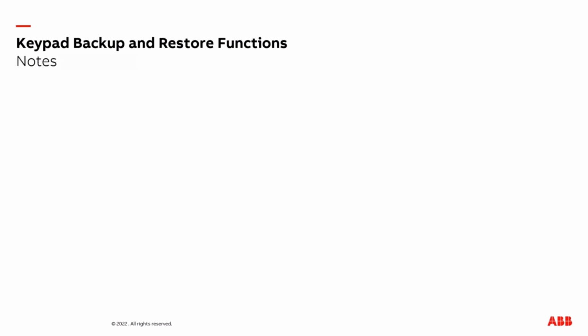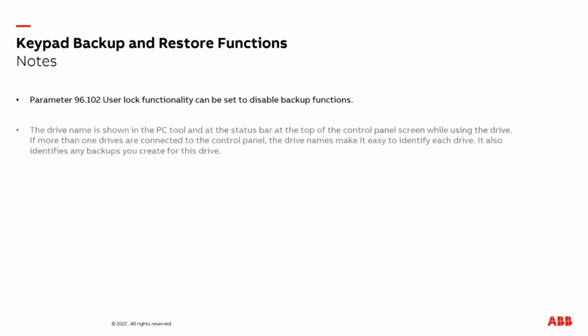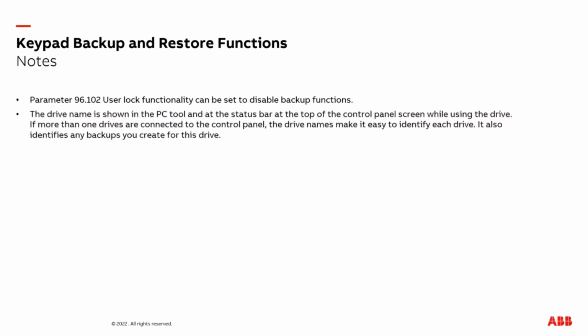Let's look at some notes on backing up and restoring from the control panel. Parameter 96.102 user lock functionality can be set to disable backup functions. The drive name is shown on the PC tools in the status bar on top of the control panel screen while using the drive. If more than one drive is connected to the control panel, the drive name makes it easy to identify each drive. It also identifies any backups you create for the drive.